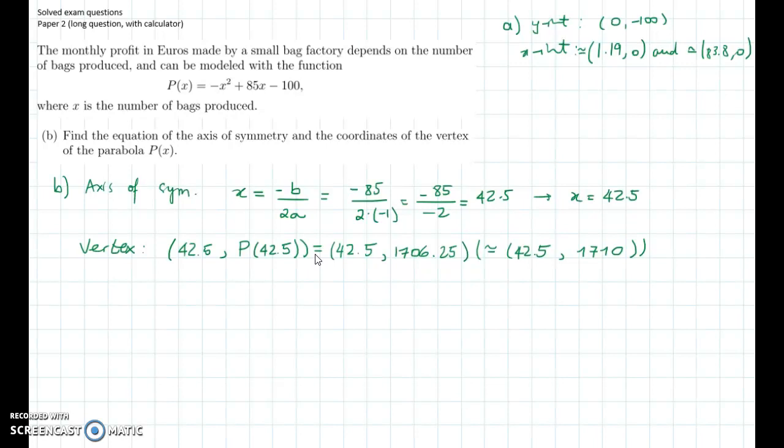So let's save this information for later. We got here axis of symmetry with equation x equals 42.5 and vertex coordinates 42.5, 1710. Approximately, this is approximated to 3 significant figures. Let me write here the exact one in case we need it later.